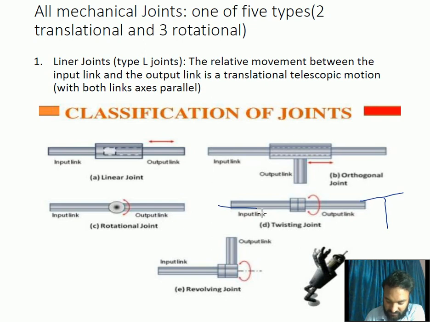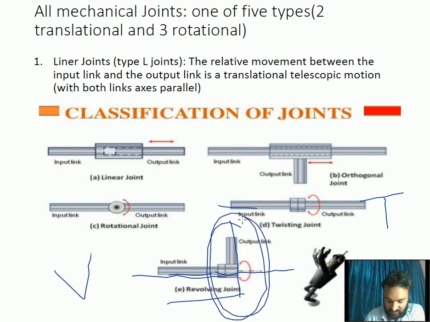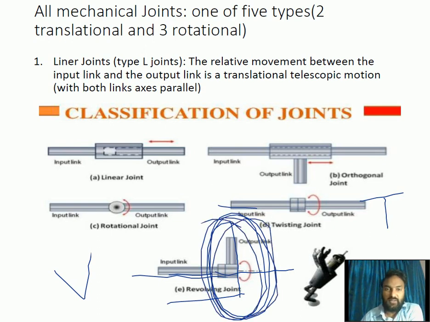Both axes are parallel. The axis of rotation is also parallel to the input axis or output axis. Okay, this one, the revolving type, is also called V type. In the revolving type, the axis of the input link is this way, the output is normal to the input link, and the axis of rotation is parallel to the input link. So this one is called the revolving type. It will revolve like this. I hope it is clear.